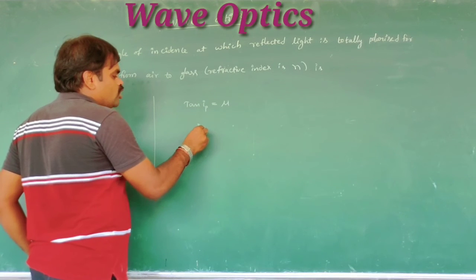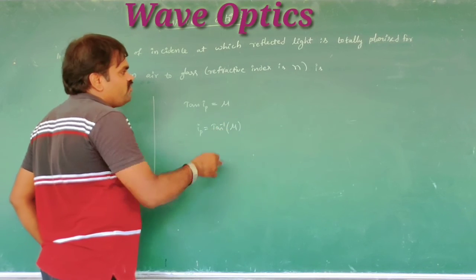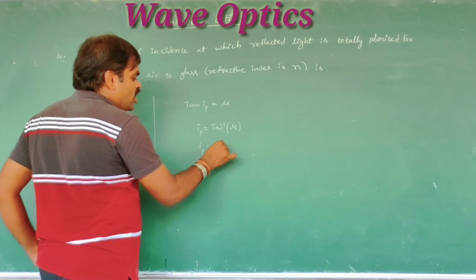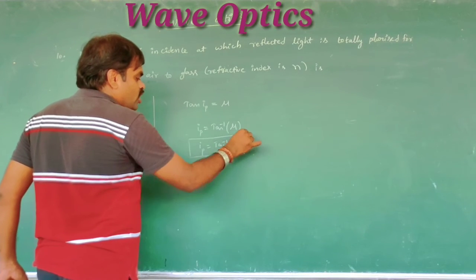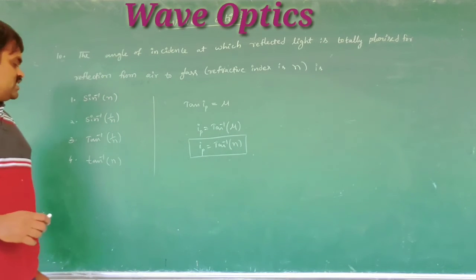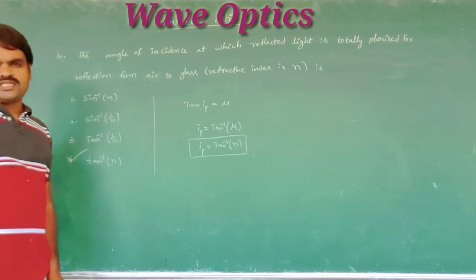Then Ip is equal to tan inverse of mu. But here the refractive index is given as N. That is Ip is equal to tan inverse of N. The angular polarization angle is called the angle of incidence. That's why the fourth option is the correct answer.